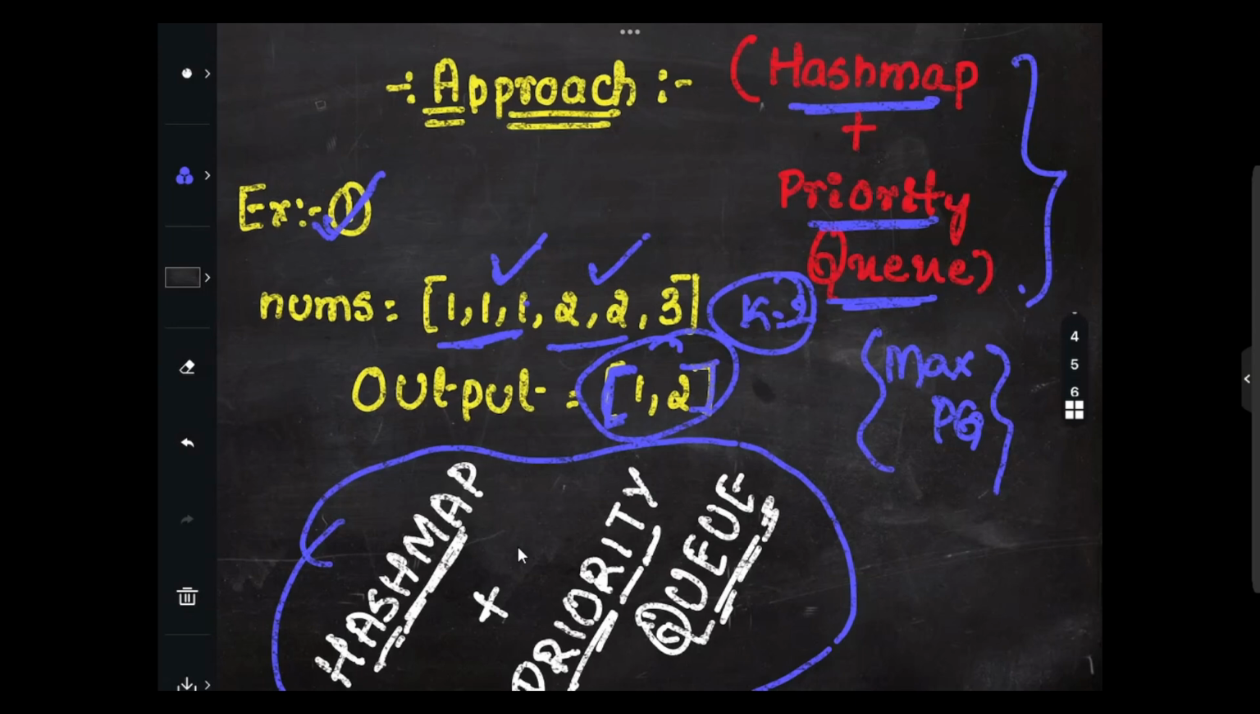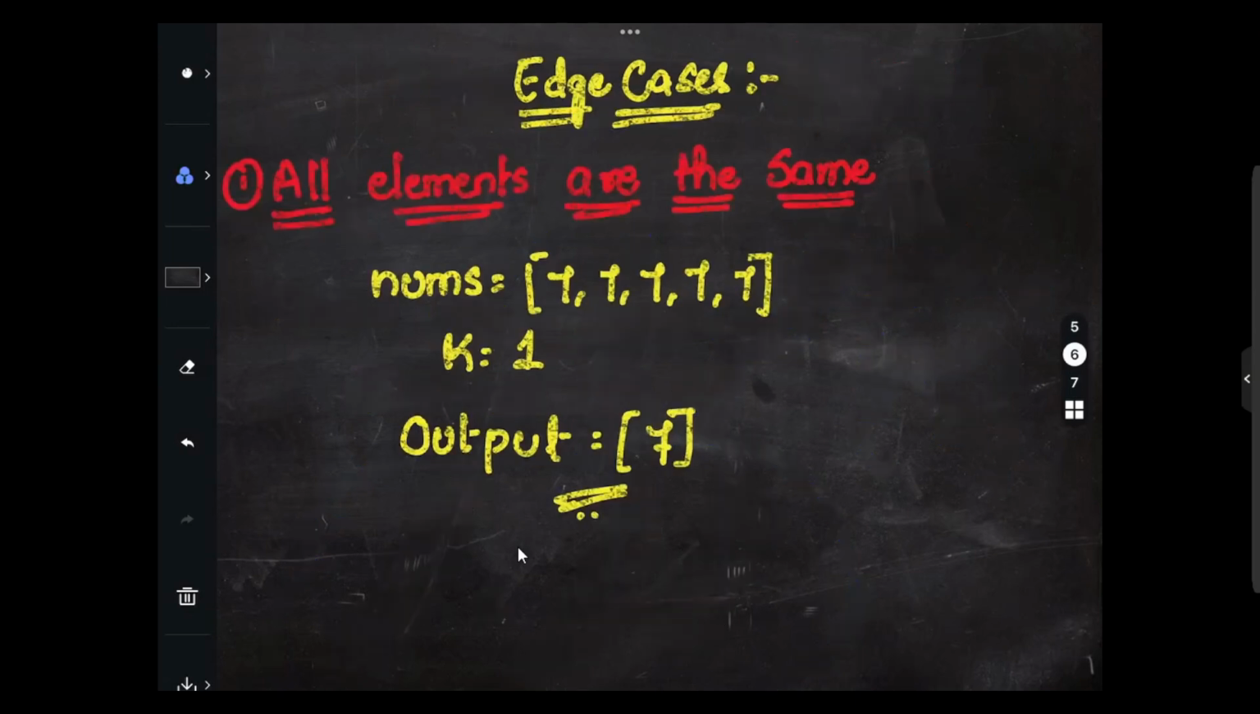So now we are familiar with the approach, right? As we are familiar with the approach, let's move on with the edge cases. Let's discuss the edge cases one by one here. The first edge case is all elements are same. When I say all elements are same, we are considering all the elements within the array to be the same number, right?